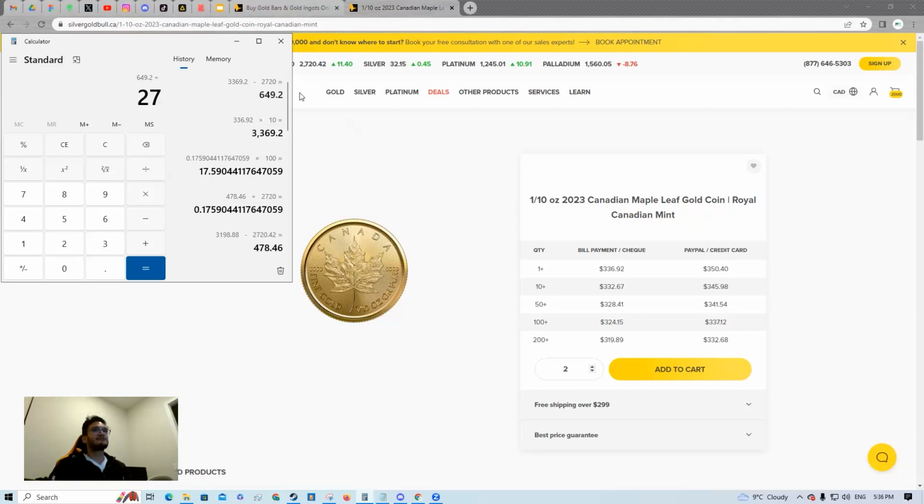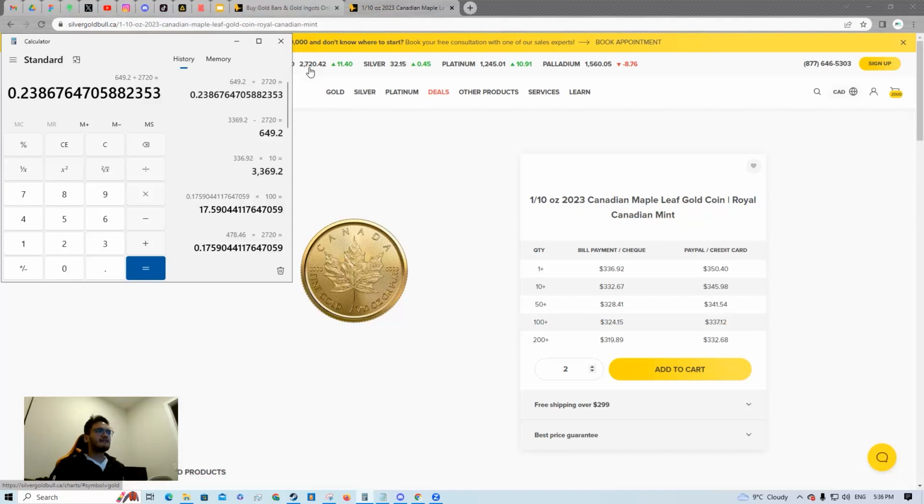And to get it in a percentage means we're paying 23.86, let's just say 24%. So the premium right now is 24% above spot price. So again, for you to break even on this purchase, gold is going to have to go up 24%.